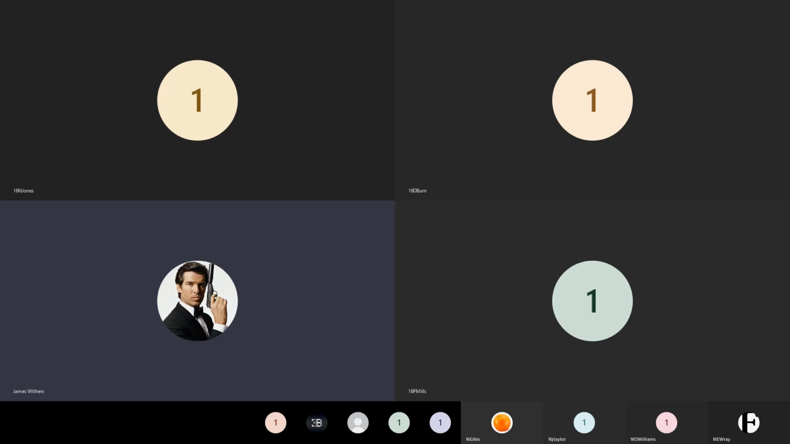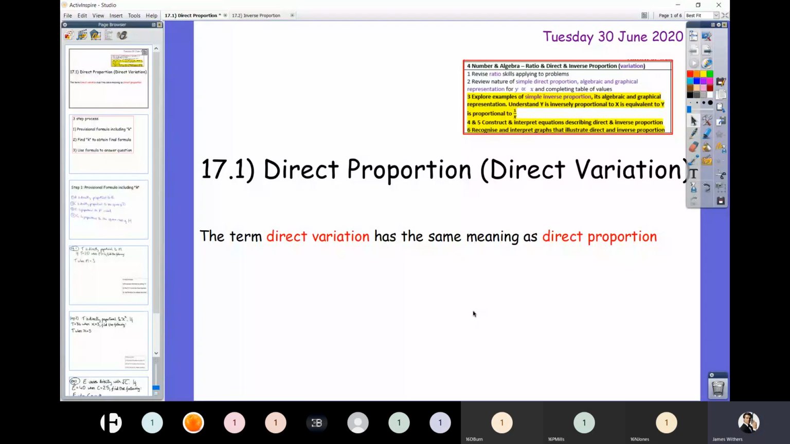So direct proportion. Now, this is pretty straightforward, okay? You've come across this many times over the years. Direct proportion is just literally as one variable goes up, the other one goes up accordingly. So if you're paid £10 an hour and you work 2 hours, you get 20 quid. If you work 5 hours, you get £50. So this is very straightforward.